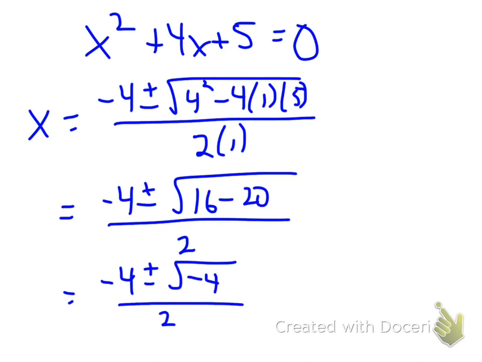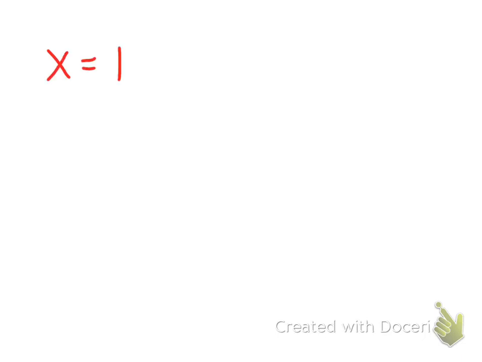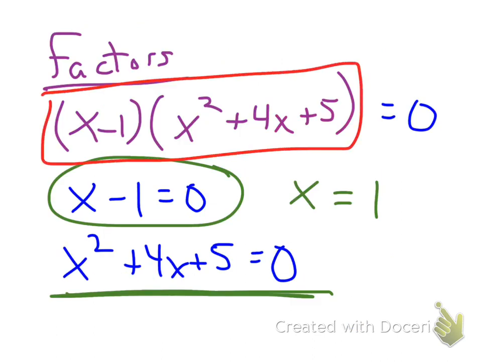That tells me that I'm going to have complex solutions. So I take the square root there and I end up getting negative 4 plus or minus 2i over 2. Since my denominator can divide both terms in the numerator, I can simplify that. So x equals negative 2 plus or minus i. So my roots for this problem are going to be x equals 1, and x is going to equal negative 2 plus i, and x is going to equal negative 2 minus i. So I now have found all three roots of the third degree polynomial, and I found the factors of the third degree polynomial.